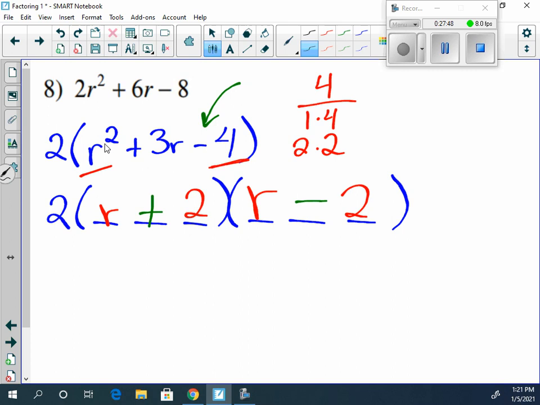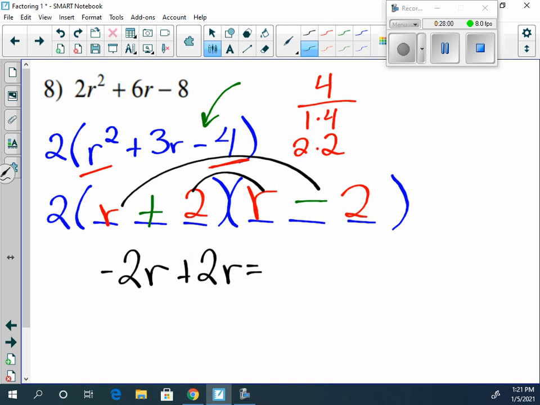And the last step is to check it. Well, r times negative 2 is going to be negative 2r. And positive 2 times positive r is going to be plus 2r. And negative 2r plus 2r is 0. So that doesn't quite work.